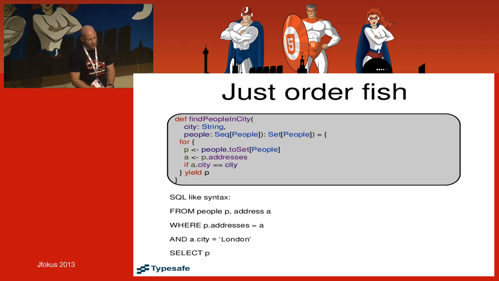And you can compare this with SQL. It's a SQL-like syntax where you have from people and address, where the person's address equals a, and here I put the city London, and then we select p.